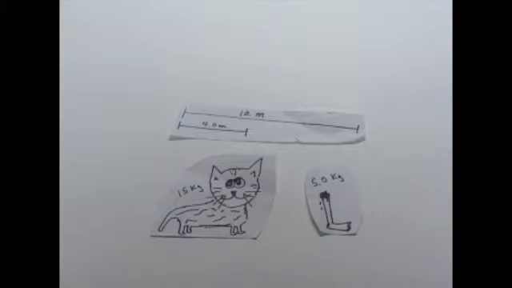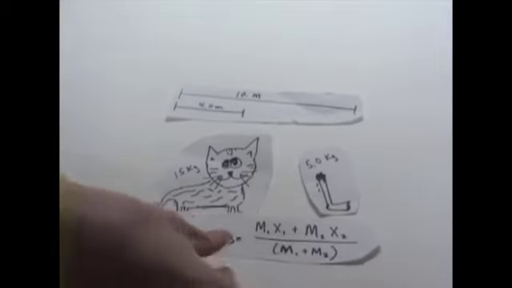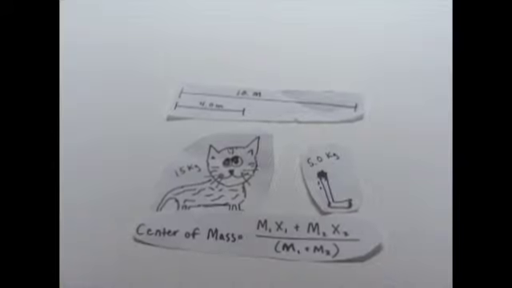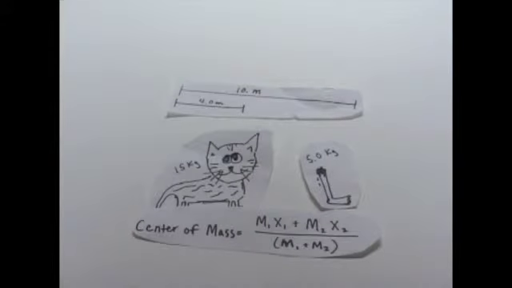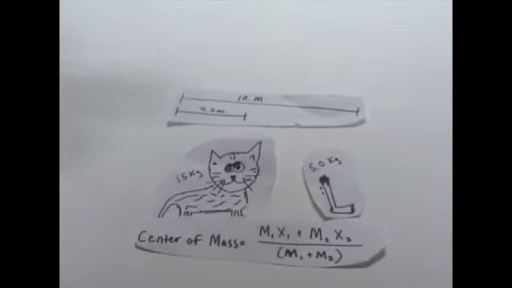Now that we have compiled all of this information, we have to use this formula to find the center of mass between the two objects. In this formula, we will multiply the mass of the first object by the distance the first object is from the reference point. Then add that value to the product of the mass of the second object multiplied by the distance the second object is from the reference point. And finally, we will divide that value by the sum of the masses of both objects.